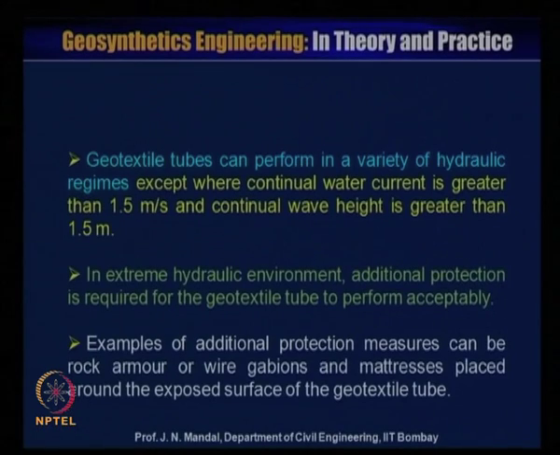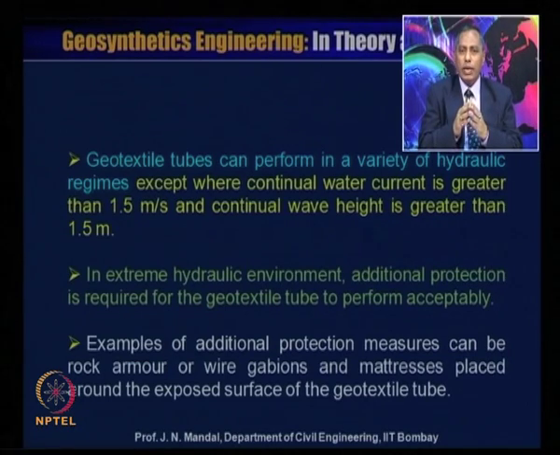So, a geotextile tube can perform in a variety of hydraulic regimes, except where the continual water current is greater than 1.5 meter per second and the continual wave height is greater than 1.5 meter. In an extreme hydraulic environment, additional protection is required for the geotextile tube to perform acceptably. Examples of additional protection measures can be rock armor or wire gabions and mattresses placed along the exposed surface of the geotextile tube.